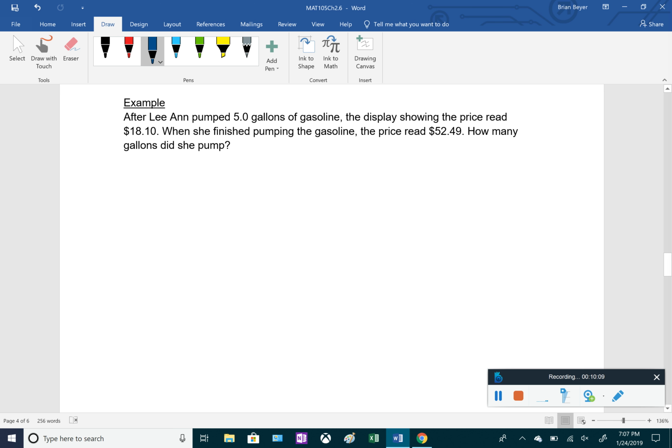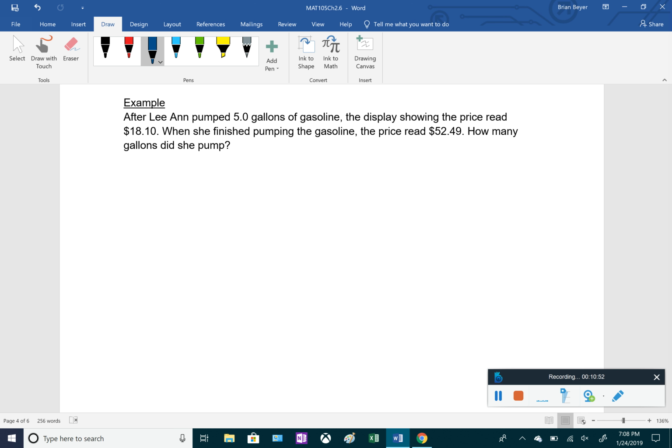Okay, so now let's actually do some proportion examples that are word problems and something that actually kind of comes up in everyday life. After Leanne pumped 5 gallons of gasoline, the display showing the price read $18.10. When she finished pumping the gas, the price read $52.49. We want to know how many gallons did she pump. Okay, so 5 gallons cost $18.10. And then x gallons cost $52.49. So what I'm going to do is price per gallon equals price per gallon.